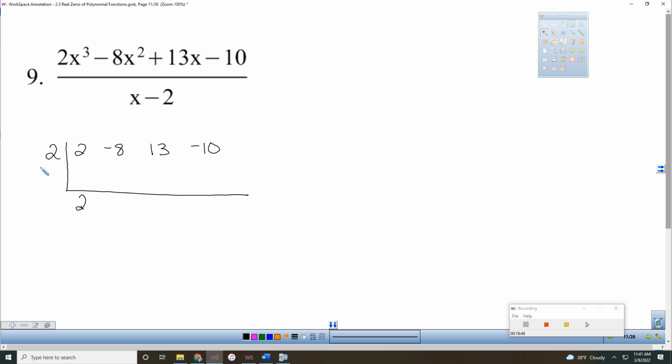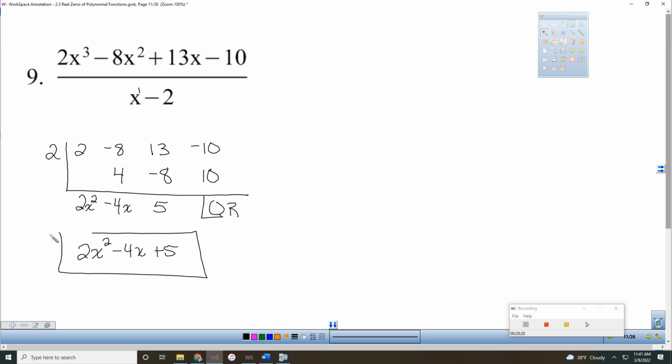Drop the 2. 2 times 2 is 4. Plus a negative 8 is negative 4. Times 2 is negative 8, plus 13 is 5. 5 times 2 is 10, plus negative 10 is a remainder of 0. So if I started with x to the third and I divided that by a degree of x to the first, this would be x to the second, and then an x, and then no x. So my answer would be 2x squared minus 4x plus 5. And that is how we do the long division and the synthetic division.